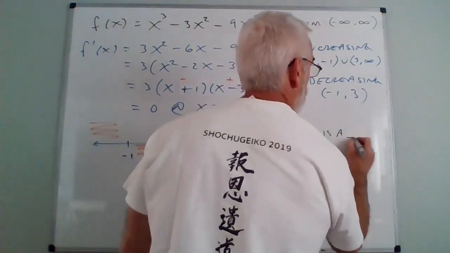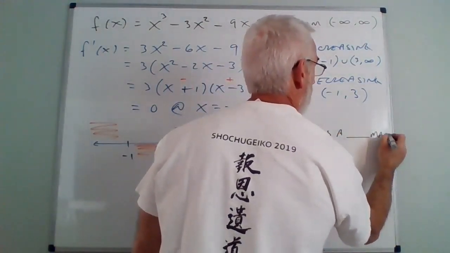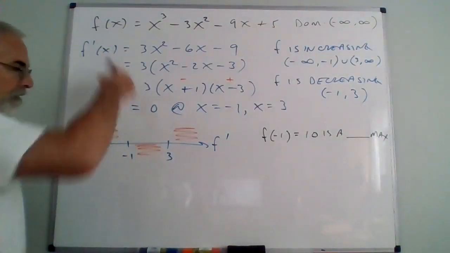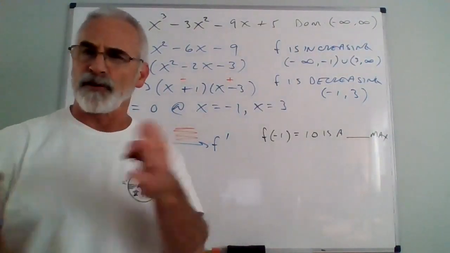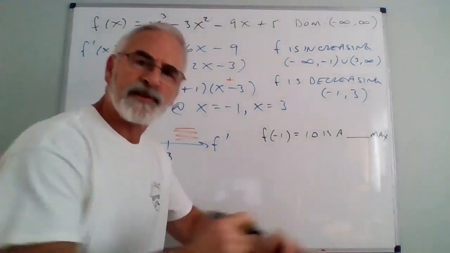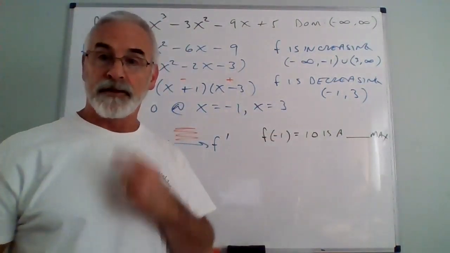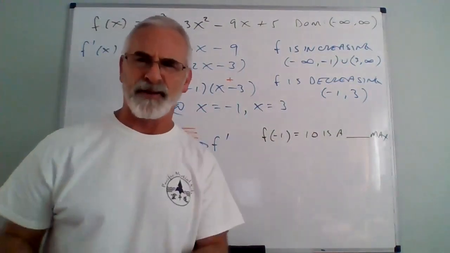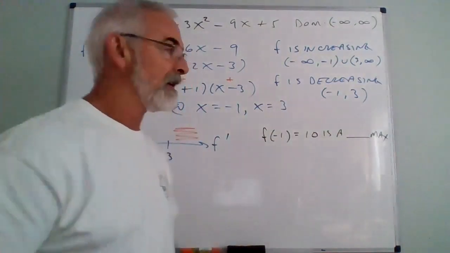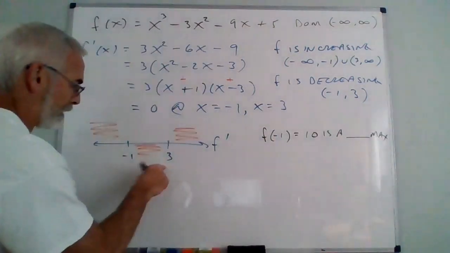is a, I'm going to put blank, maximum. Now, what do I mean by blank? Well, is it a local maximum or is it an absolute maximum? Is it relative or is it the highest point in the whole graph? Well, we'll come back to that part. That's actually very, very simple. That doesn't require calculus.